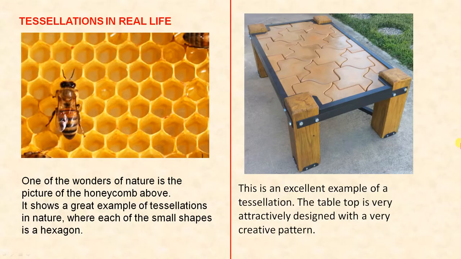Tessellations in real life. One of the wonders of nature is the picture of the honeycomb above. It shows a great example of tessellations in nature where each of the small shapes is a hexagon. I've got this example in a lot of my videos because I'm truly fascinated by it. A great example of a tessellation, and this is all constructed by the beautiful bees.